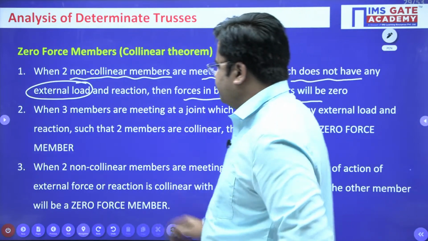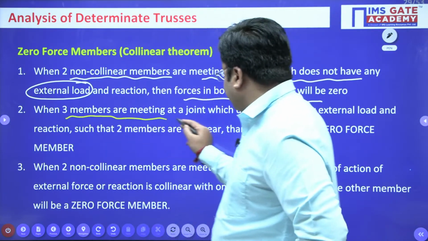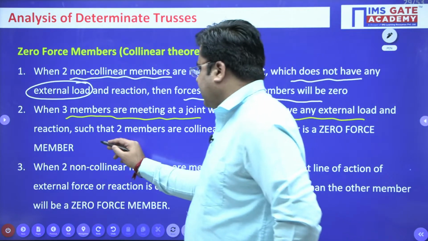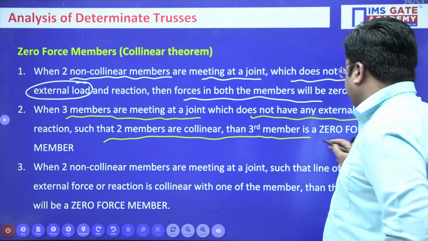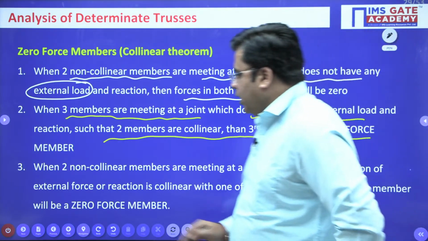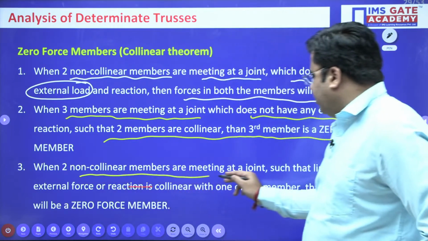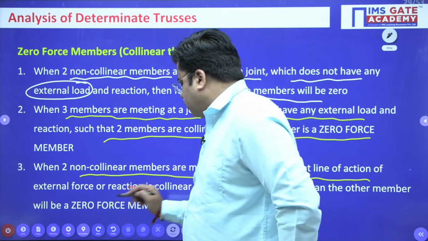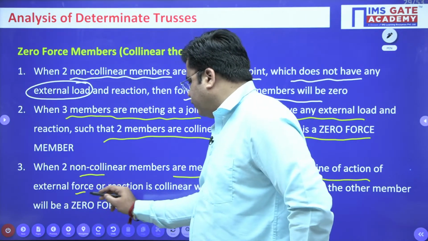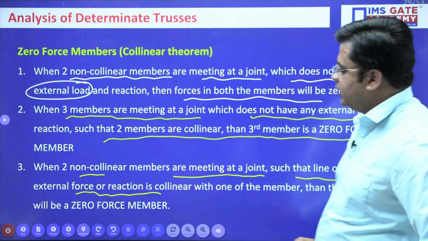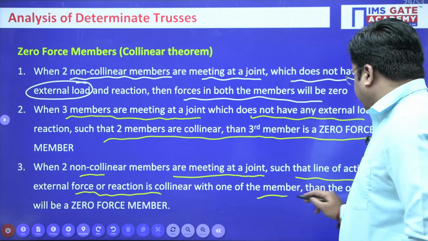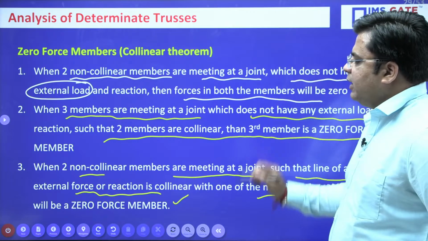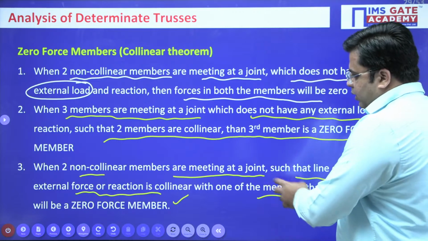So second is when three members are meeting at a joint which does not have any external load or reaction such that two members are collinear, then the third member is a zero force member. And when two non-collinear members are meeting at a joint such that line of action of external forces or reaction is collinear with one of the members, then the other member is a zero force member. So these are the three possibilities of zero force member. Moving on with this.